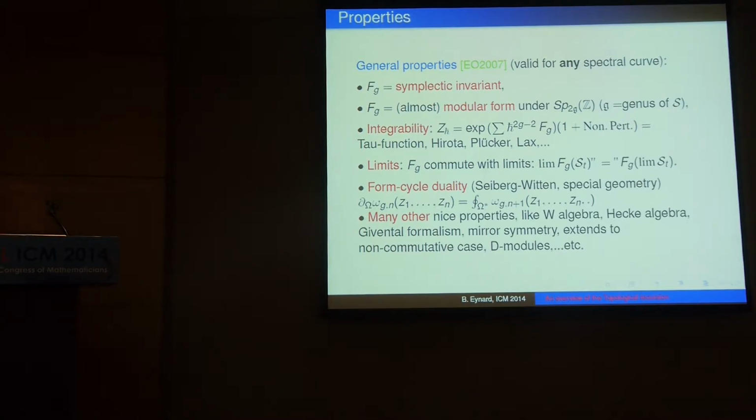And it turns out that the deformation, the derivative of omega g n in the direction of the tangent vector omega, is the integral along the dual cycle of omega g n plus 1. And again, that's a very beautiful and very powerful property. It allows one to do plenty of things. It gives lots of relationships and all that. And there are many other nice properties.